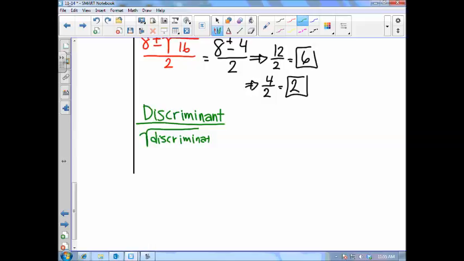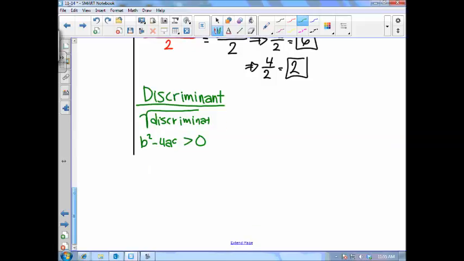If the number underneath the square root, which is b squared minus 4ac, right? Square root b squared minus 4ac. That's underneath the square root. If that is greater than 0, what type of numbers are greater than 0? Positive numbers. If the discriminant is greater than 0, it tells us we have 2 real solutions.